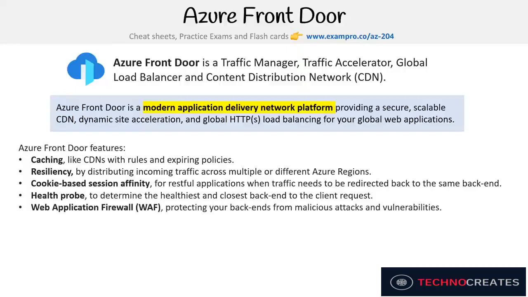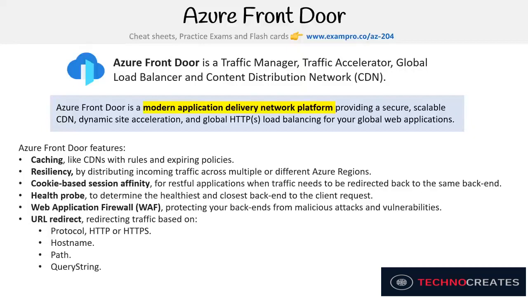It can have a WAF attached to it, protecting your backends from malicious attacks and vulnerabilities. I believe that is using Azure's WAF policy, so you're basically attaching a policy there. URL redirect, so redirecting traffic based on a variety of things, such as protocols like HTTP or HTTPS, the host name, the path, the query string. Not just that, there's a lot of stuff in there. URL rewriting, with a powerful engine for rewriting incoming requests to a different backend request.